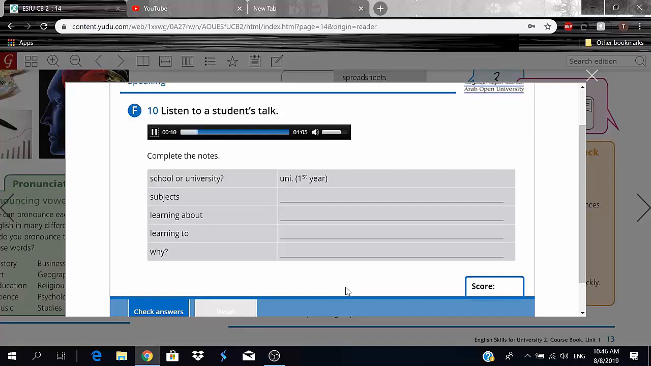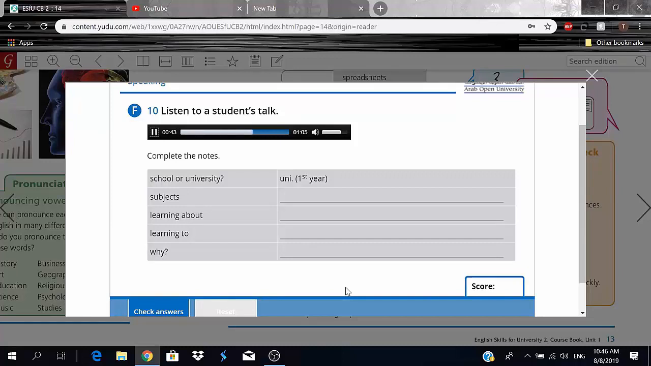Hello, my name's Jane Morris. I'm at university. I'm in the first year. I'm studying IT. I'm also doing business studies. At the moment in IT, we're learning about flowcharts. We're learning to draw flowcharts for simple actions. In business studies, we're learning about service industries like banking and tourism. We're learning to write a business plan for a service industry.